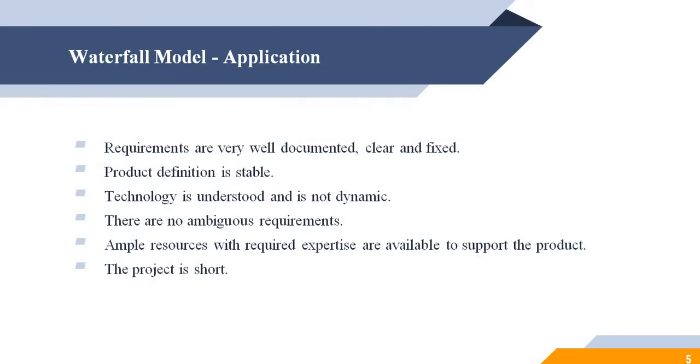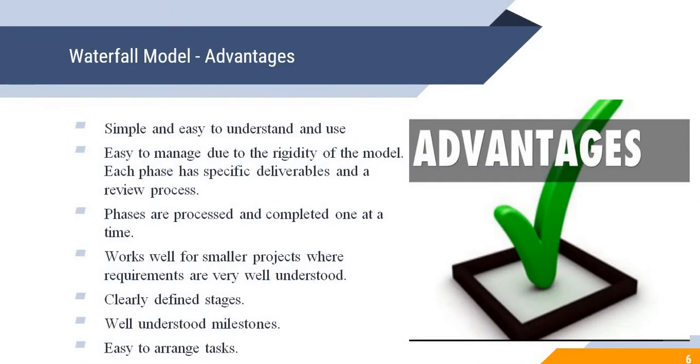And now let's see what are the applications of the waterfall model. When requirements are very well developed, clear and fixed, then only we can move to the waterfall model, or else we can use other different software lifecycle models like agile, RAD, and some other different models like spiral, etc. Product definition is stable. Technology is understood and it's not dynamic. There are no ambiguous requirements. Ample resources with required expertise are available to support the product. The project is short.